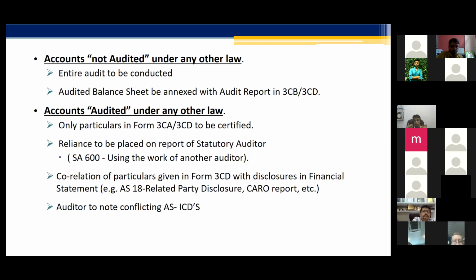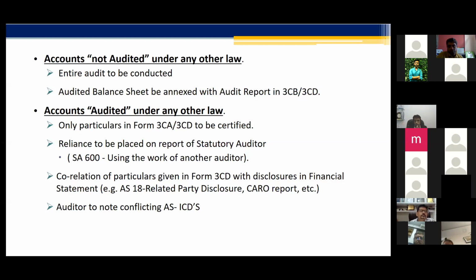Only thing you need to caution is, when you are relying upon the report of your statutory auditors, you have to ensure that the disclosures made in the Form 3CD are in line with the disclosures made in the statutory audit reports. In certain cases, like related party CARO disclosures, a similar pattern of disclosure is required in Form 3CD also for the purpose of 48(2)B. So those cross verifications are required to be done.